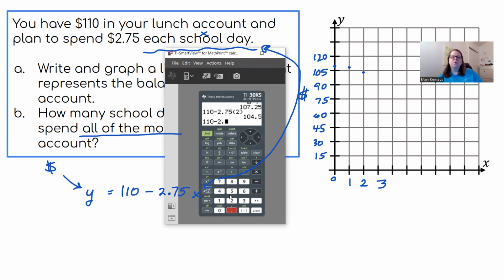110 minus 2.75 times x, and now we're saying x is 3 days. We're down to $101. Okay, so at 3 days, still over $100, and this should be linear. So yeah, I feel like this should have been higher. Got to have been more accurate. I mean, we're having to very, very much be approximate with this, right?